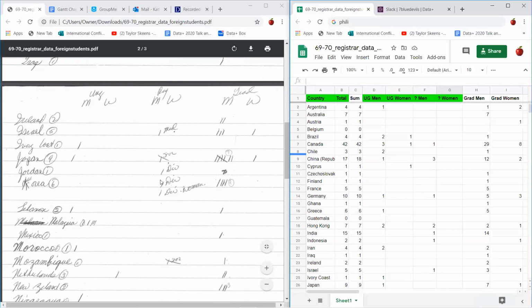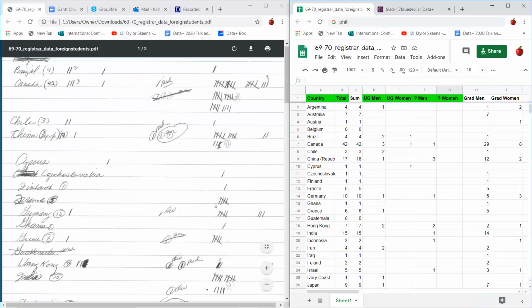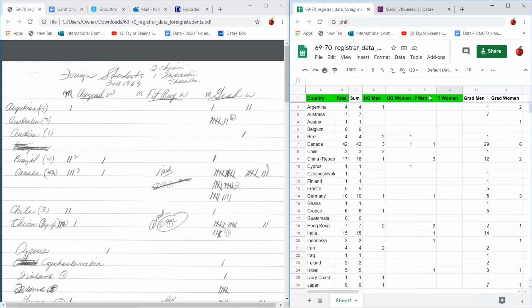So I actually haven't recorded which ones say med and which ones say divinity, but I'll probably add another column there. And then graduate men and women, kind of a similar process. So once I had all of these written down, I went in and I added the sum column, right there. And you can see that the sum column here is the sum of columns D2 through I2. So that's this to this. That should be the sum of all of the people enrolled from that country for each country.